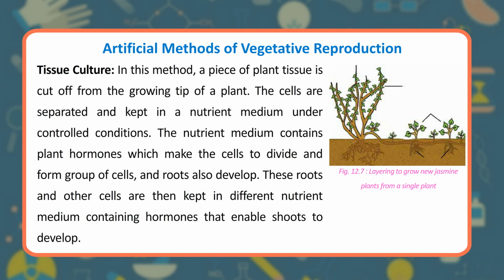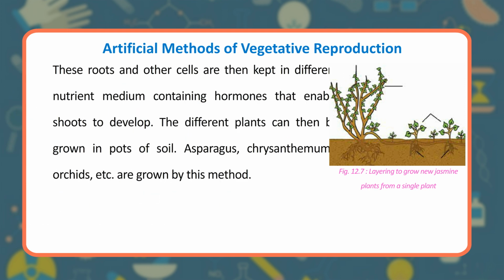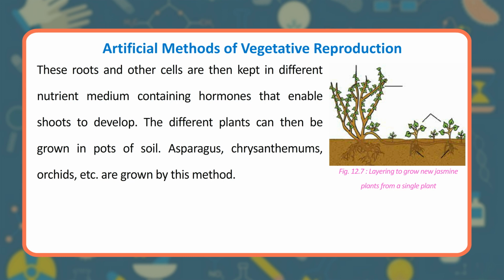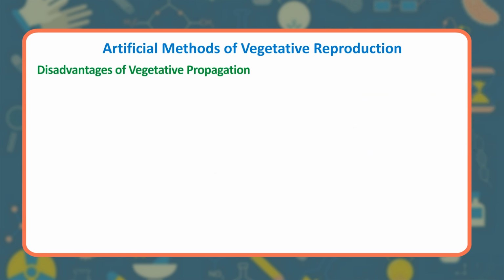Tissue culture. In this method, a piece of plant tissue is cut off from the growing tip of a plant. The cells are separated and kept in a nutrient medium under controlled conditions. The nutrient medium contains plant hormones which make the cells divide and form groups of cells, and roots also develop. These roots and other cells are then kept in a different nutrient medium containing hormones that enable shoots to develop. The plants can then be grown in pots of soil. Asparagus, chrysanthemums, orchids, etc. are grown by this method.